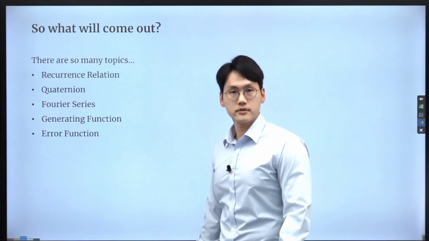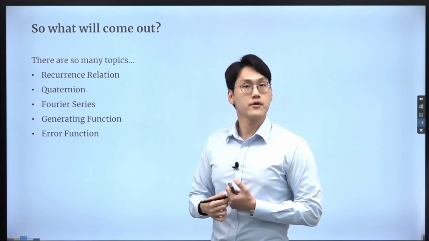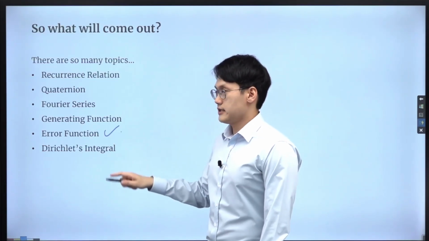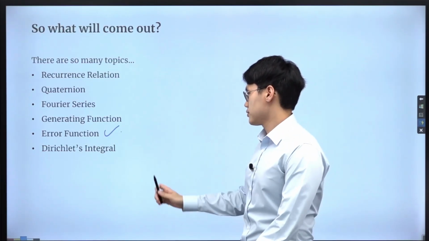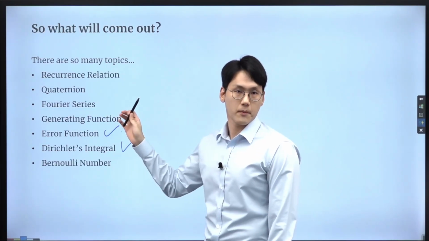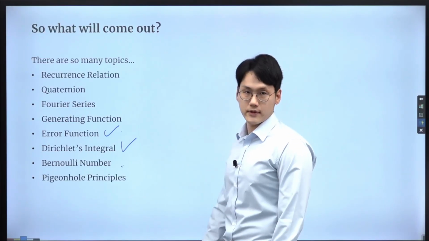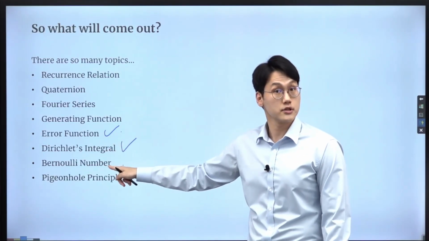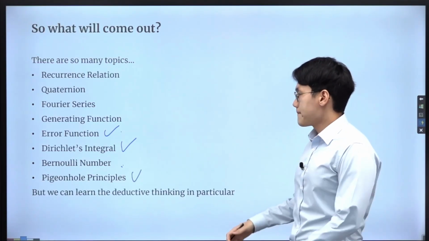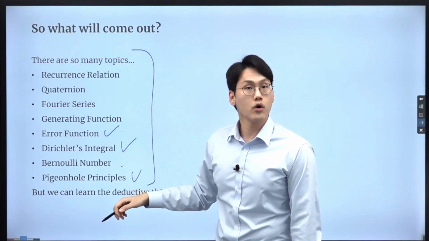Generating function for the probability for proving, for example, the expected value or the variance of your binomial distribution. Error function to associate with something like the integral and normal distribution. Dirichlet's integral is also a very nice example to see. Bernoulli numbers with the binomial expansion and Pascal's triangle, and how we can elaborate the pattern of the number and then use it for maybe the Maclaurin series of a tangent. There are so many examples. Pigeonhole principle, but we can learn, but obviously it's impossible to go over all that.